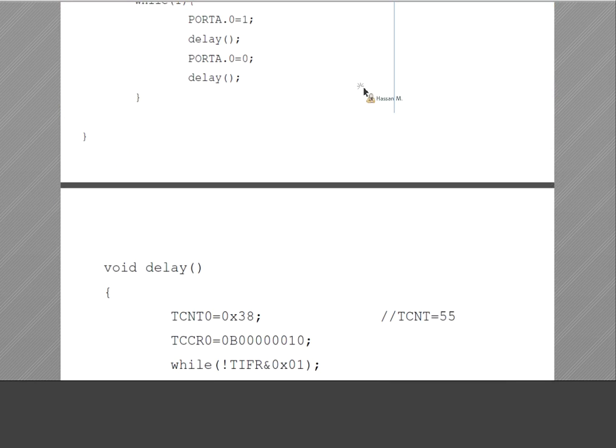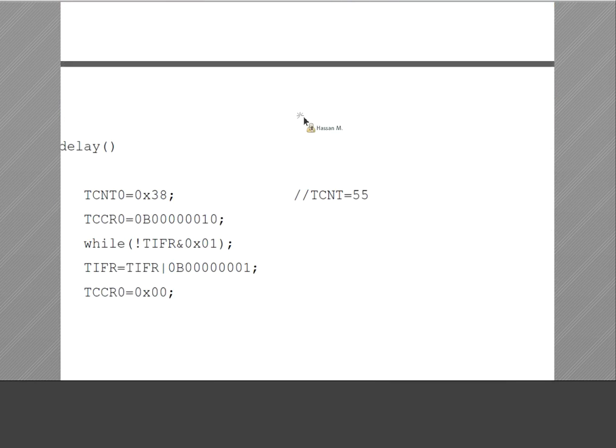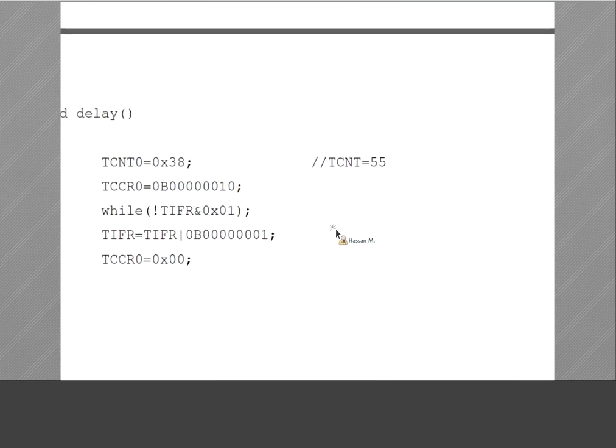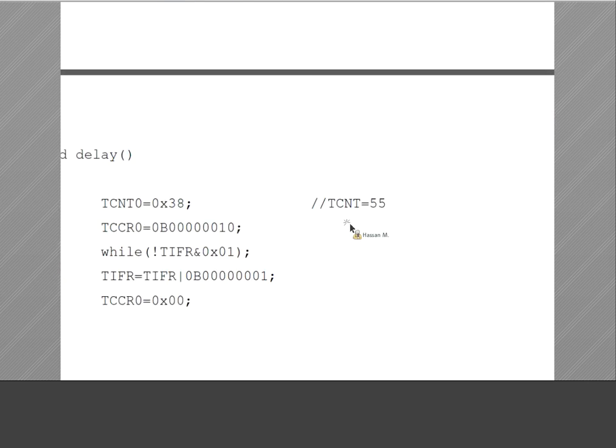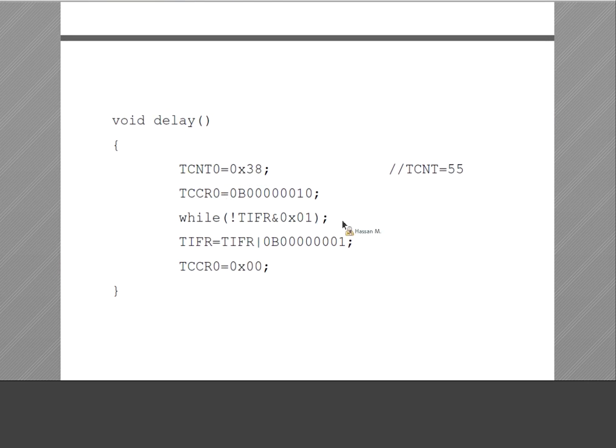Here we are generating a clock pulse for a duration of 400 microseconds. That means each time 200 microseconds for low time and 200 microseconds for high time. Here T count is as I typed here.